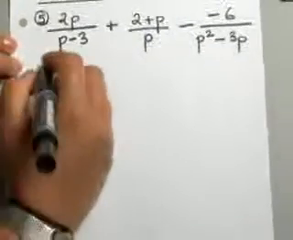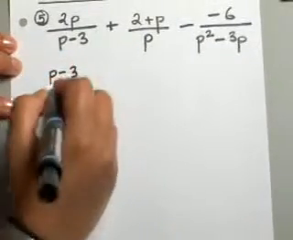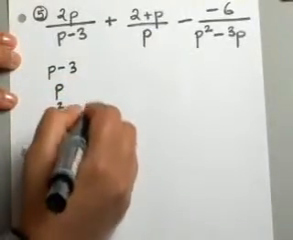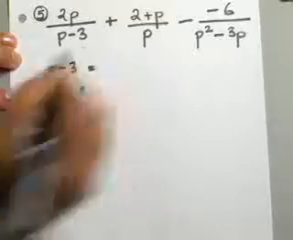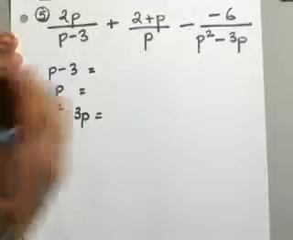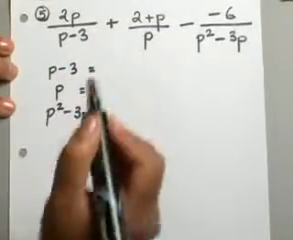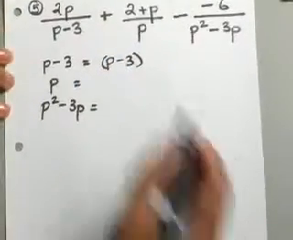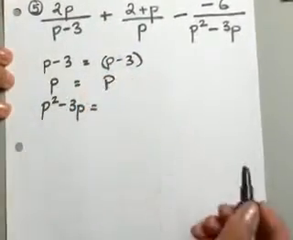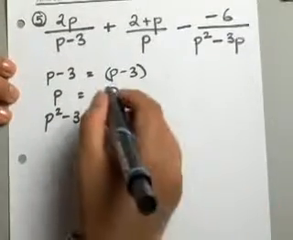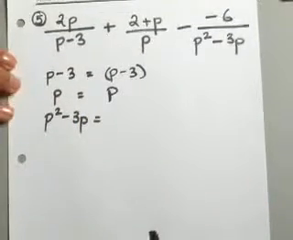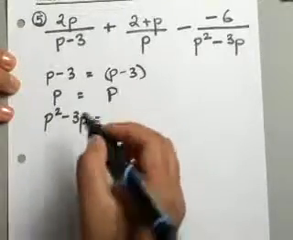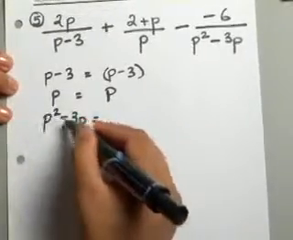So first thing you will do is find your least common denominator. This time you are working with 3 denominators, okay? So p minus 3, you cannot factor that any further. That is already in its factored form. Same thing with p. You cannot break it down any further. So you can leave the first two denominators as it is. Now for the second one, you have p squared minus 3p.